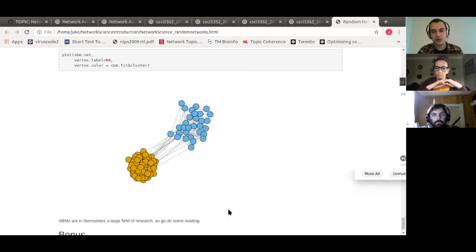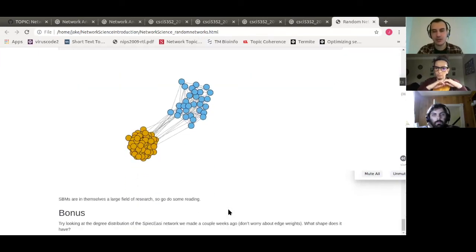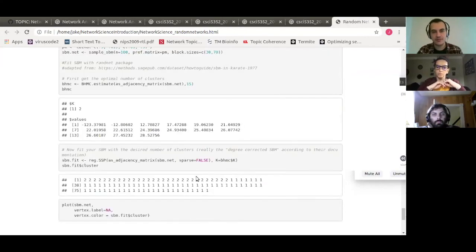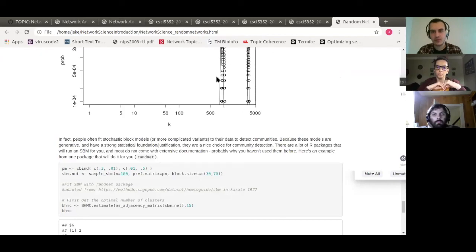I think it's worth at this point, and I think most people in the course are already doing this, just playing with data to try to get some of these methods to work on your own data. And that's it for today.